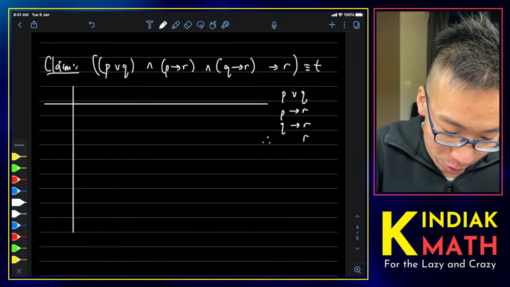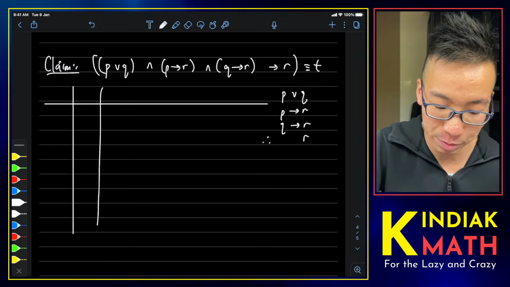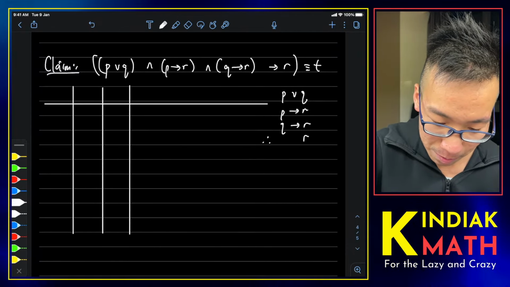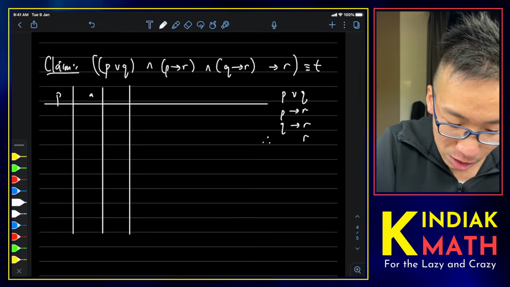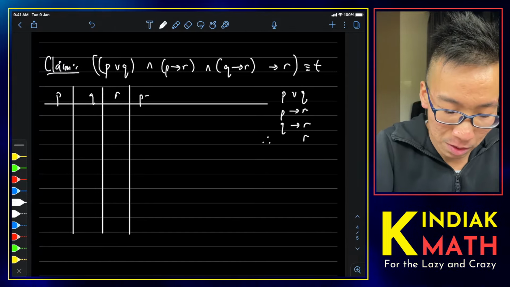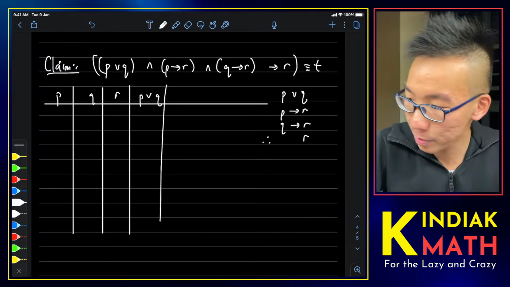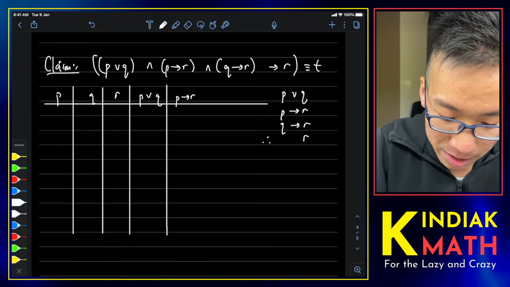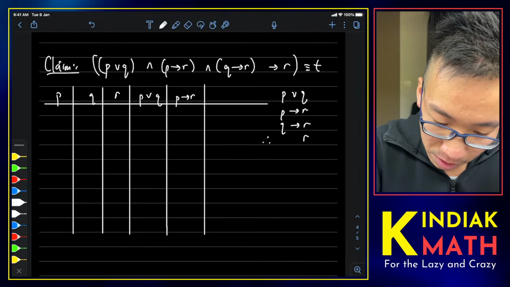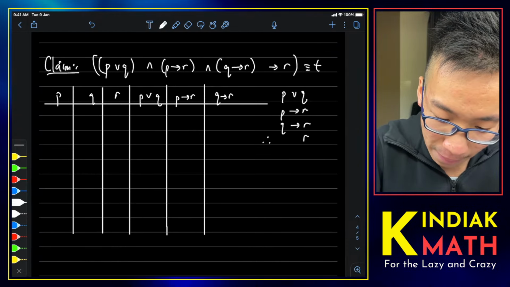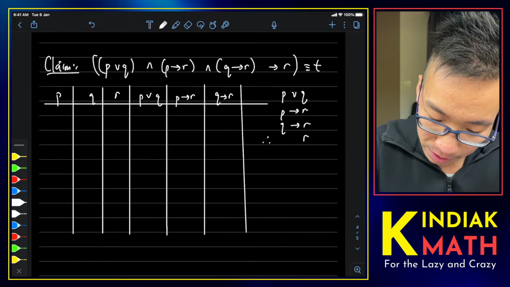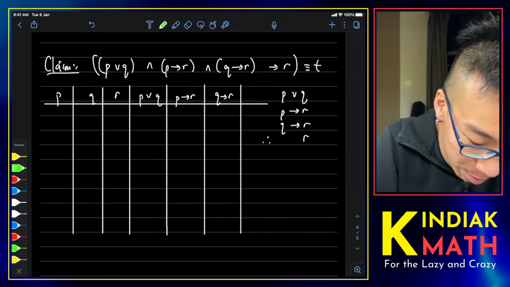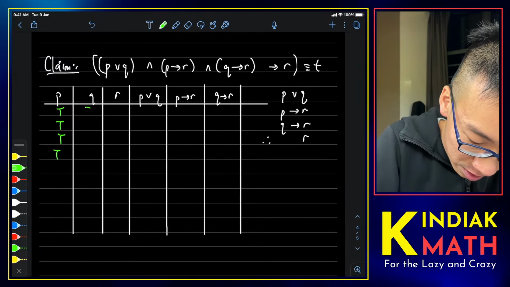But I'm going to go a little bit more quickly with these calculations here. So P, Q, R, P or Q. P implies R, Q implies R. Let's just do it really quickly. I'm not gonna fill in the falses, I'm just gonna put the truths.